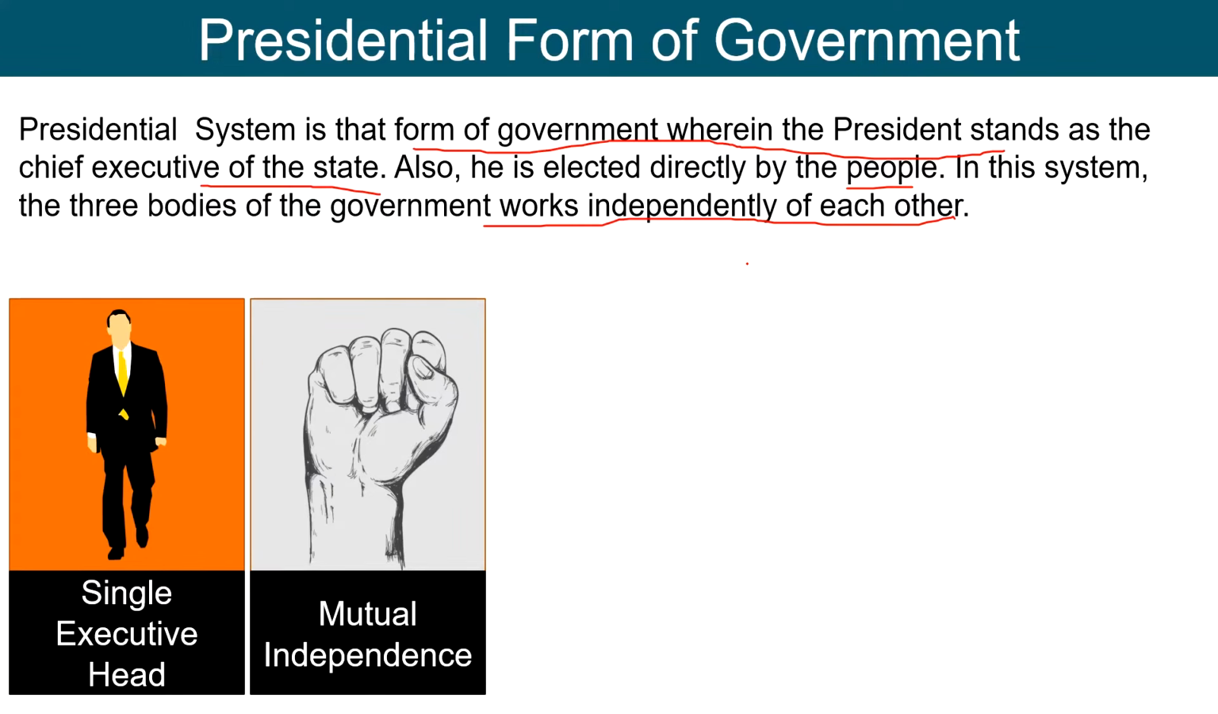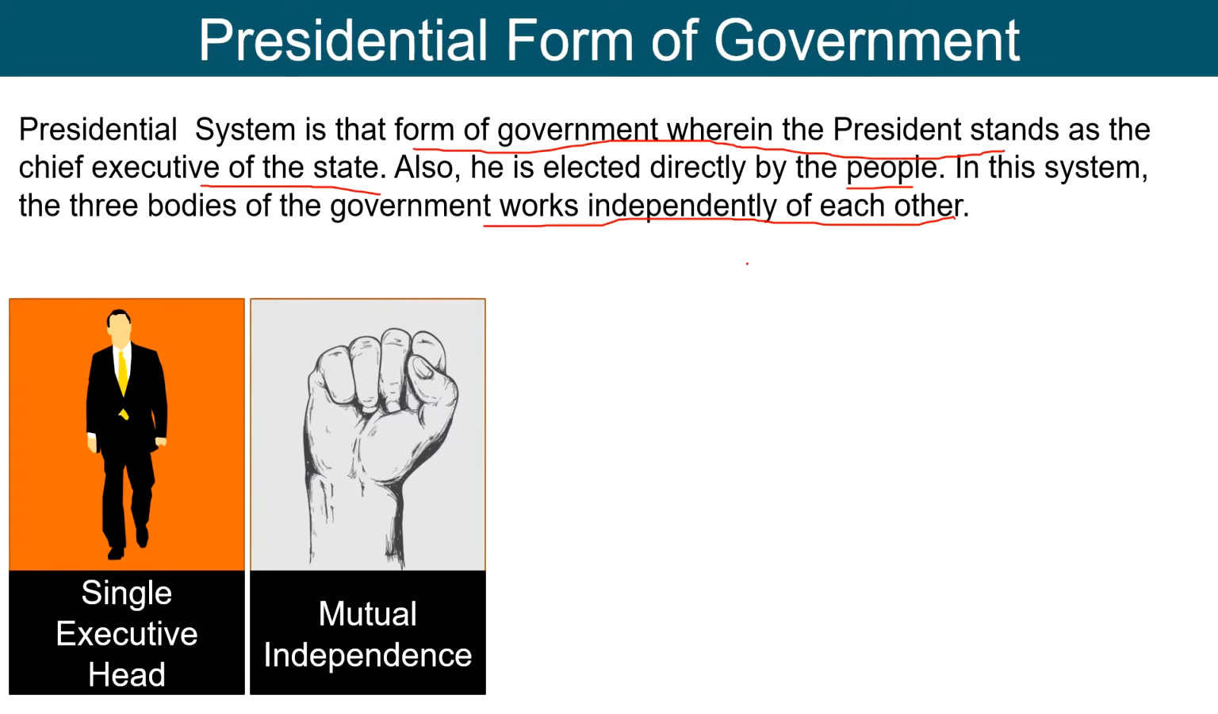Mutual independence. There is a clear division of powers and responsibilities among the three branches of the government, that is, legislature, executive, and judiciary. This means that the executive, that is, the president and the cabinet, is not drawn from the legislature. Rather, they both, that is, the president and the legislature, are elected separately in their own elections. Moreover, the president is directly accountable to the electorate and not to the legislature.